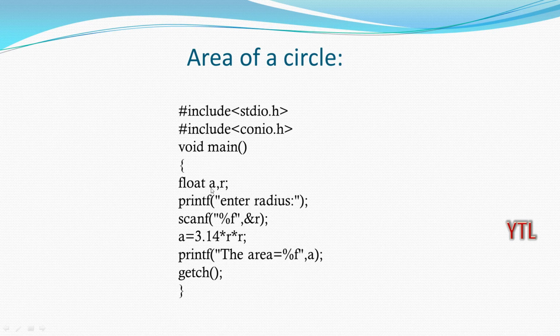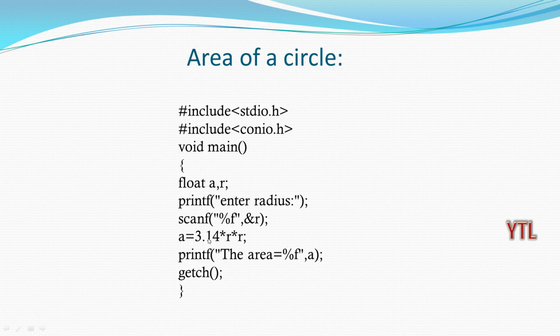Now we have declared a pair of variables. A stands for area, R stands for radius. You can give them other names like A, B, X, Y, but it is convenient to give variable names according to your purpose. Now this is our prompt statement. Enter radius is not for the programmer. This is for the user. When the user reads the enter radius statement, he will enter the value through the keyboard and we are taking the input using the scanf statement.